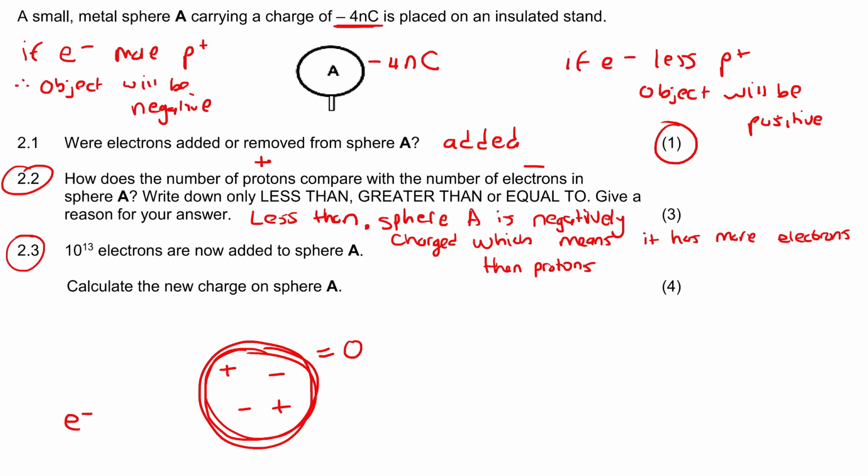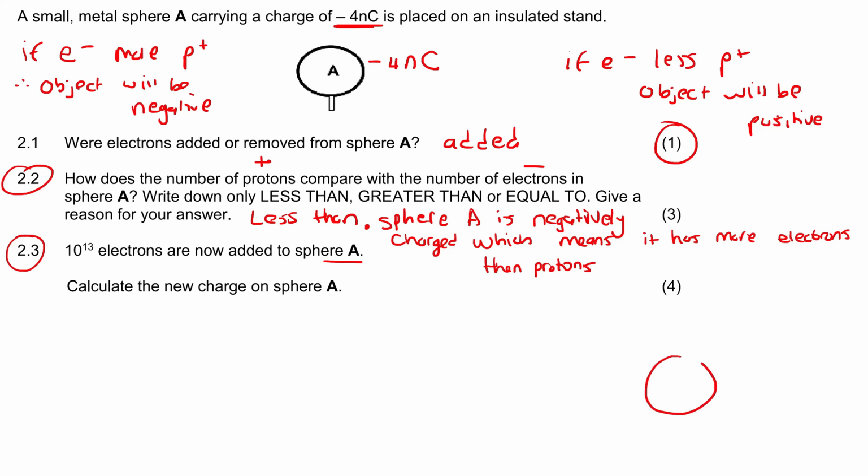This question says that 10 to the power of 13 electrons are now added to sphere A. Calculate the new charge on sphere A. Now I don't want you to just jump and think about formulas. I want you to actually think about this carefully. So we've got sphere A, and it's currently -4. Because it's negative, it already has a lot of electrons, because electrons are negative.